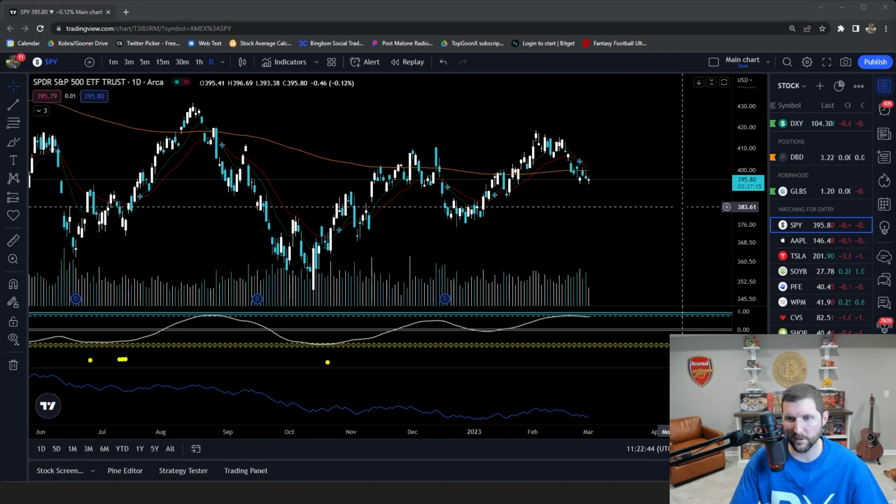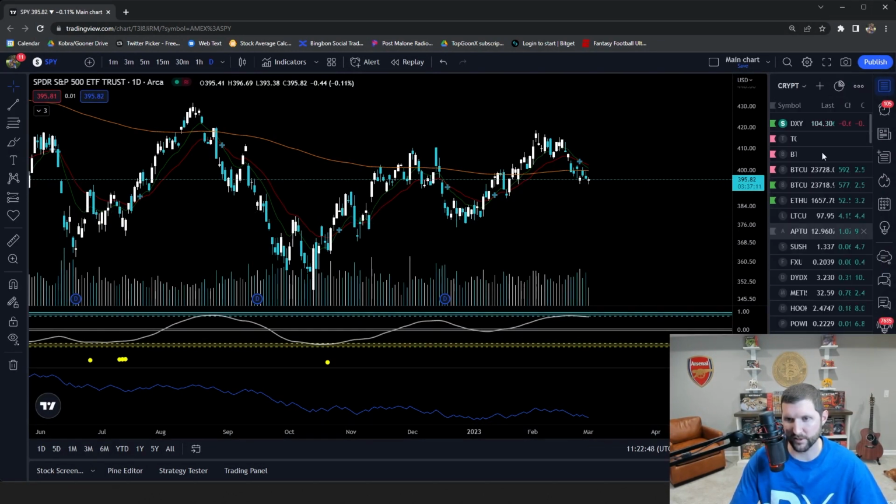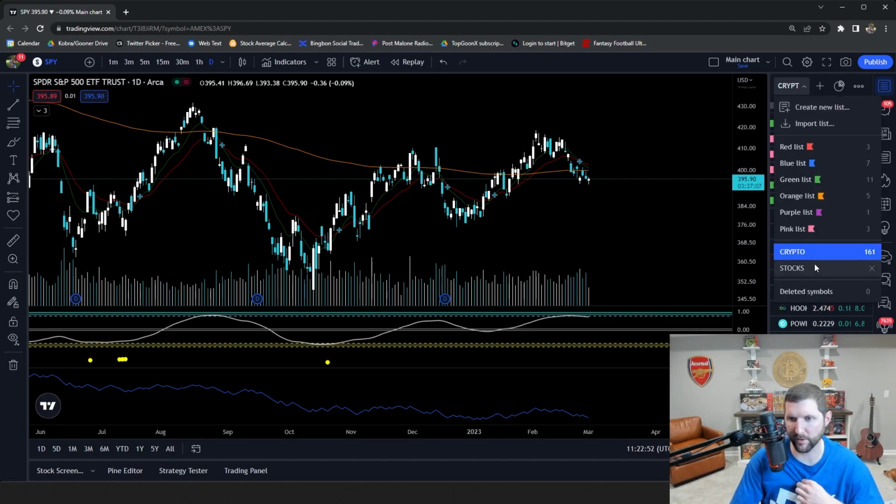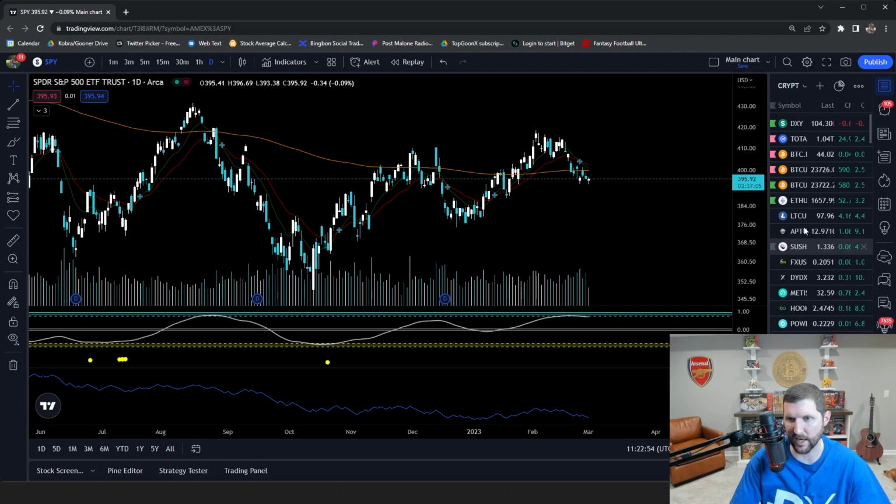All right, guys, so you can see here, you can actually have different sections. So I have my crypto here. I usually keep DXY at the top of both of these lists. I've got crypto and stocks. And then I've got total market cap, Bitcoin dominance, and then just Bitcoin price and Ethereum at the top usually. And everything else is just kind of random. I'll move stuff up and down as I see fit for trading and volatility.